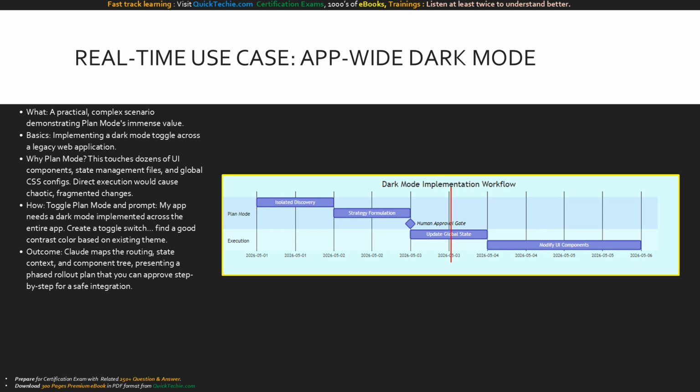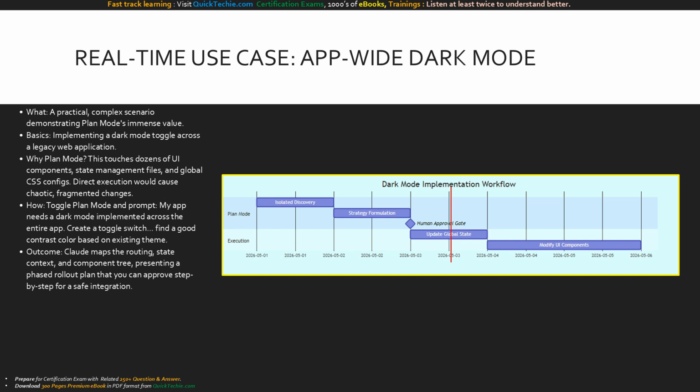Imagine you have a large React application. Adding dark mode requires modifying global state management, dozens of UI components, and CSS files. If you use direct execution, Claude might chaotically edit files one by one, breaking your build.